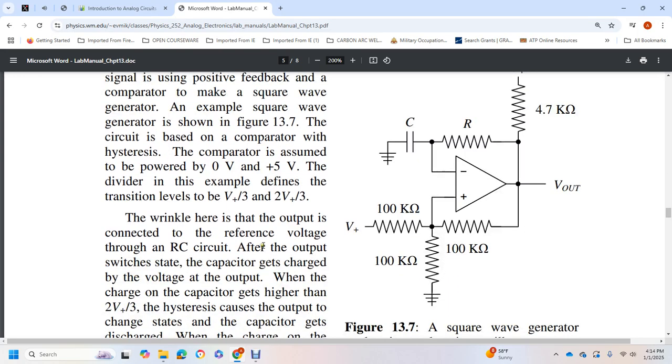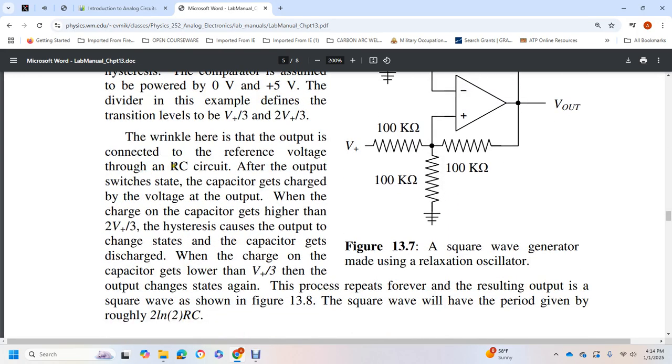The wrinkle here is that the output is connected to the reference voltage of the RC circuit. With the output in one state, the capacitor is charged through the resistor toward the output voltage. When the charge on the capacitor gets higher than 2 V-positive divided by 3, the hysteresis makes the output change state, and the capacitor discharges. When the charge on the capacitor gets lower than V-positive divided by 3, the output changes state again and the process repeats forever. The resulting output is a square wave, shown in figure 13.8. The square wave has a period of roughly 2 RC.